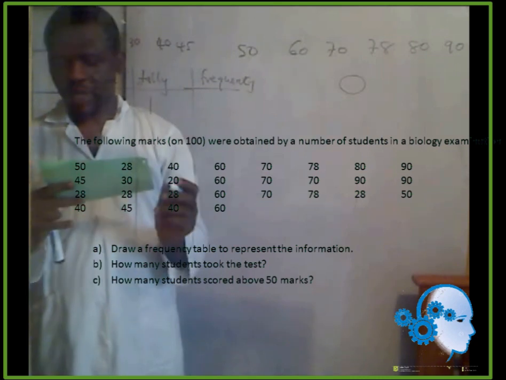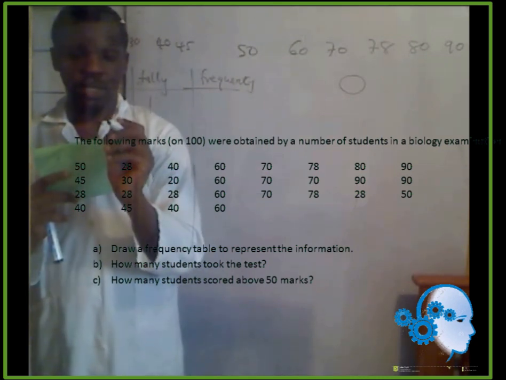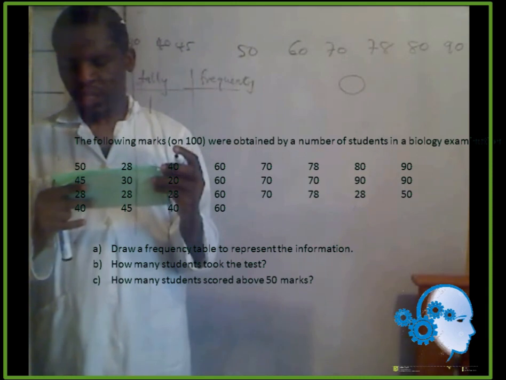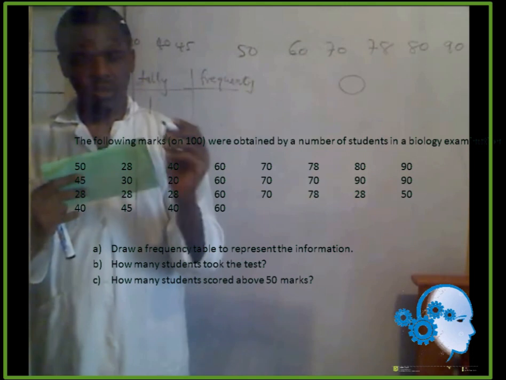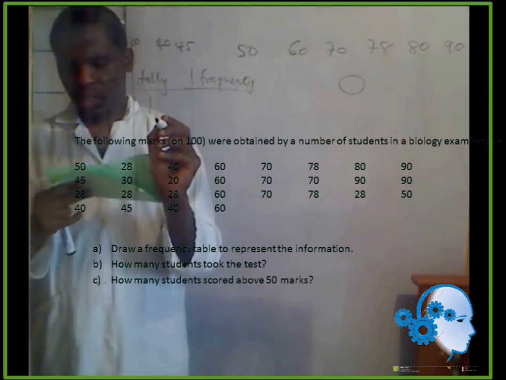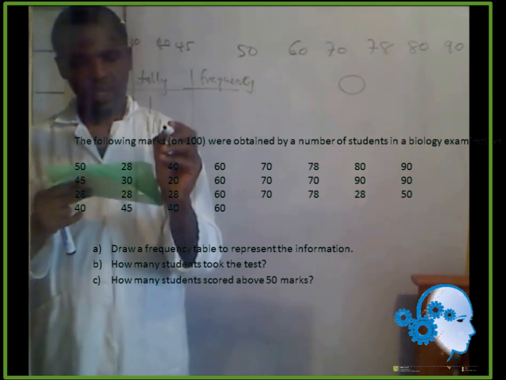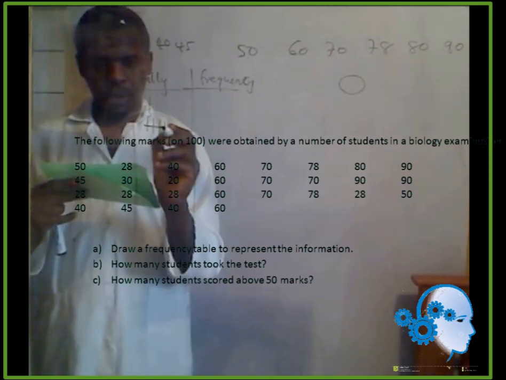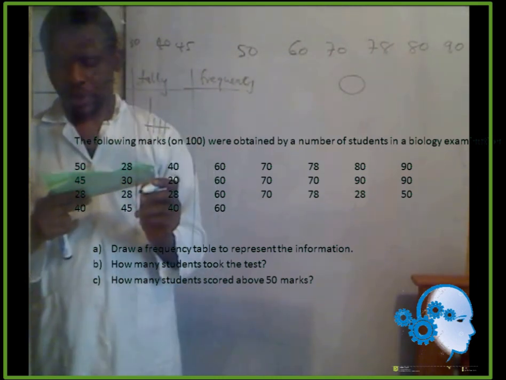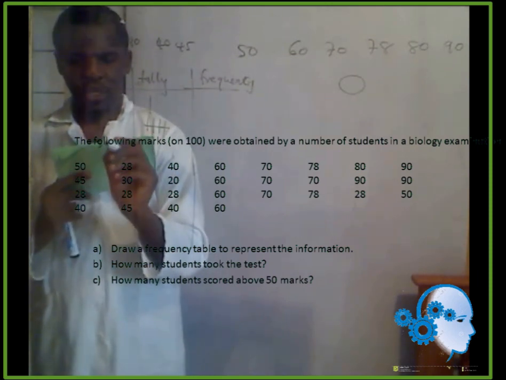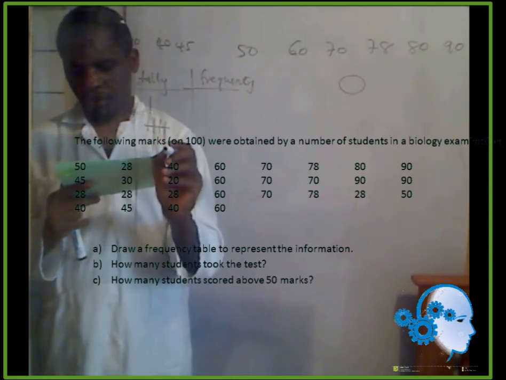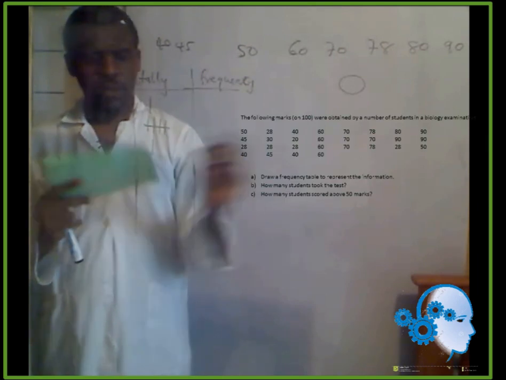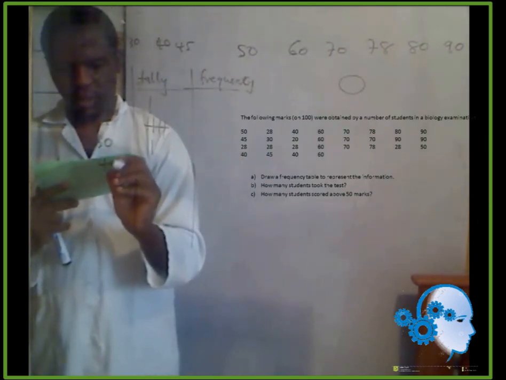So now I take the next value, 28. 28 occurs how many times? I start counting from the first row. Start counting from the first column. We have 1, 2, 3, 4, 5. Take the next value, 30. 30 occurs how many times? Start counting, go down, 1, there's another one here. Take 40.